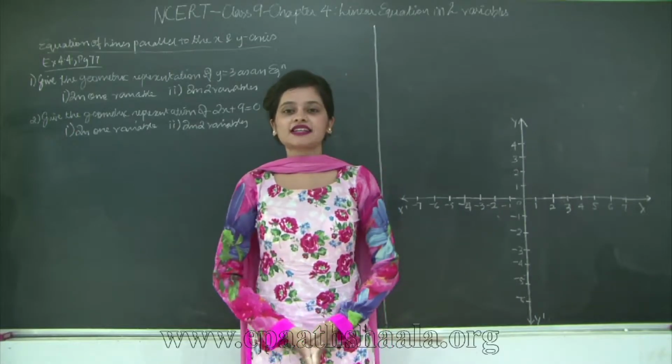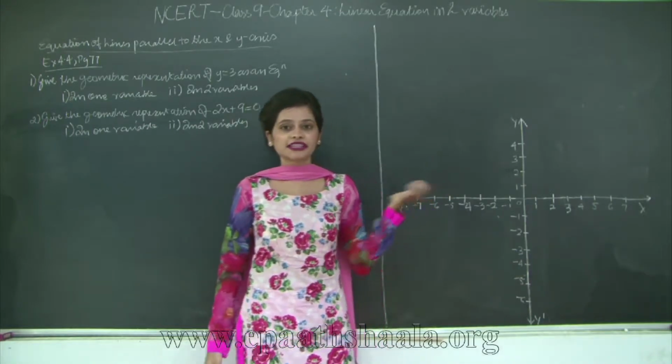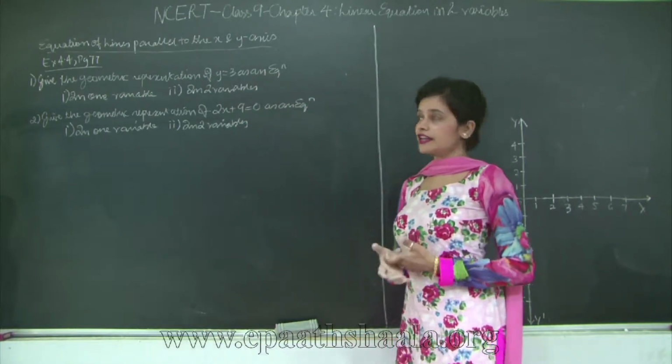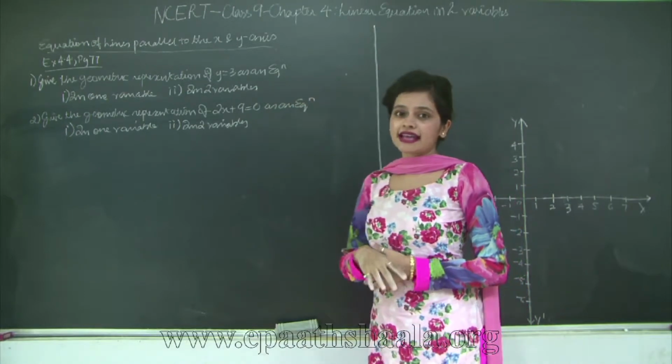Hello students, let us take a look at exercise 4.4, which is the last exercise of your 4th chapter, linear equation in two variables. This exercise is going to be based on what we did in the previous class, that is, equation of lines parallel to the x-axis and y-axis.